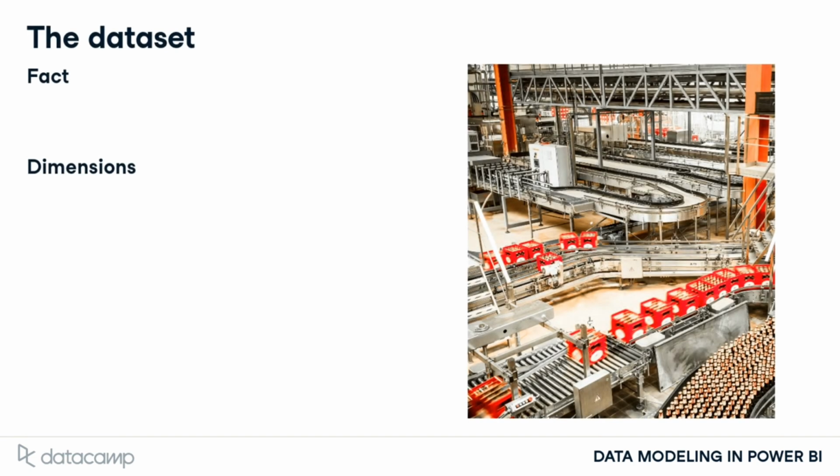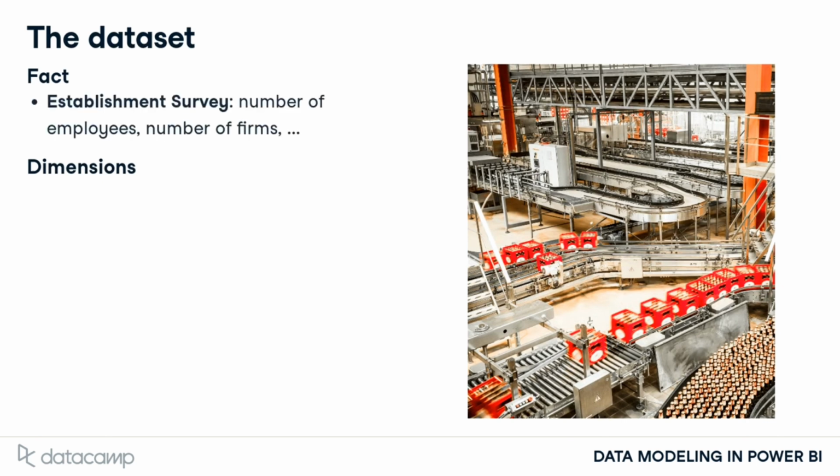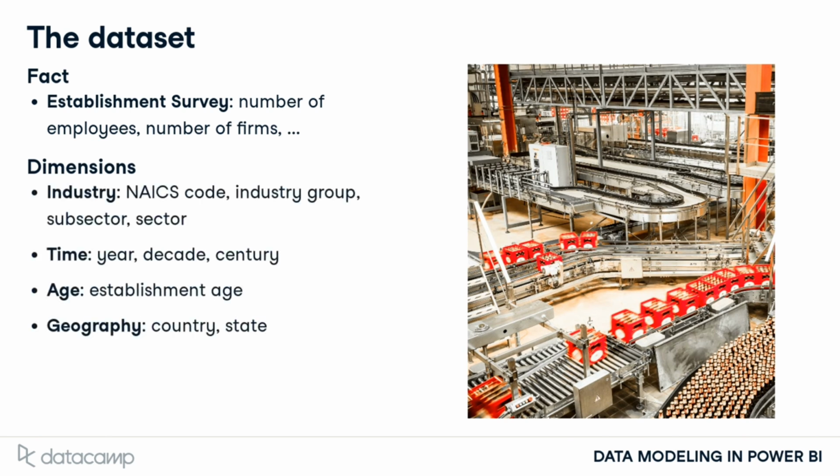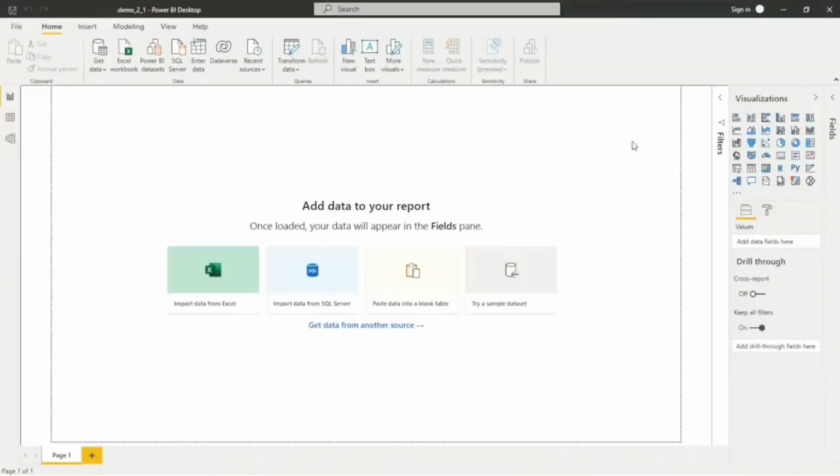This chapter will continue with the census data about establishments active in the manufacturing sector. In the exercises, you will be creating a fact table that contains measures like number of employees, number of firms, and so on. Additionally, there will be more information about the establishment in the form of dimension tables. These include data on the industry, time, age, and geography of the establishments.